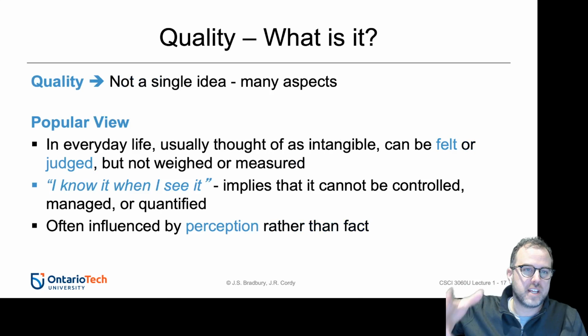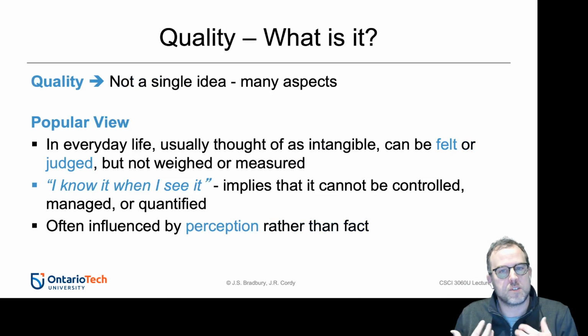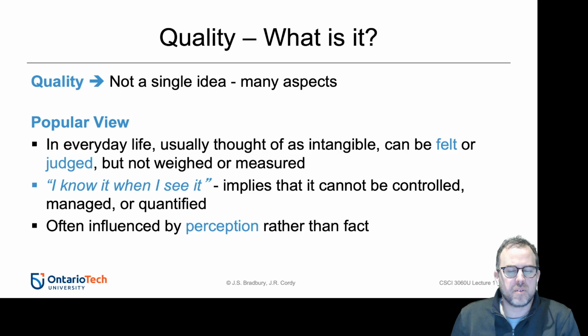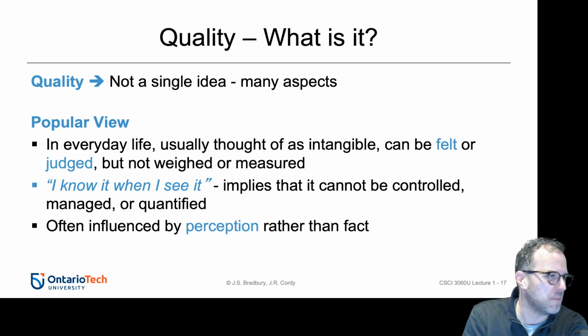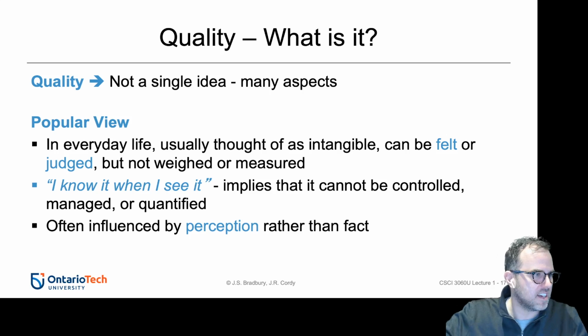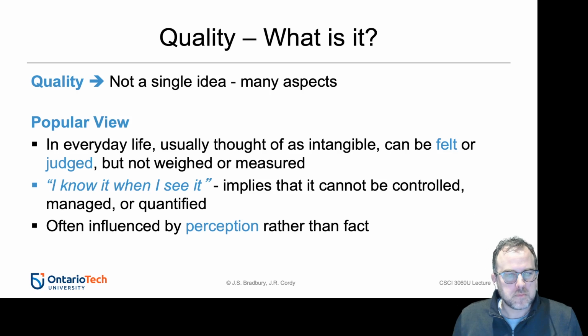So the whole idea is quality isn't a single ideal. There's many aspects, and it really depends. And in everyday life, we usually think of it as intangible, as something you can judge or feel, not something you measure. It's like, oh yeah, this is quality, I can tell, right? This idea of I know it when I see it. And we often are influenced by perception rather than fact, right?